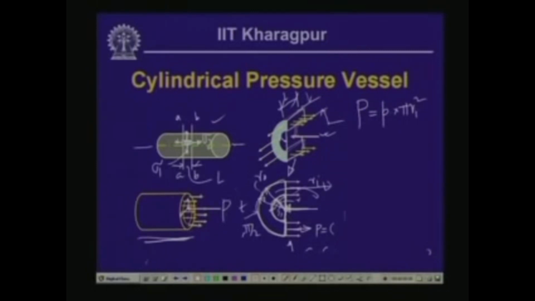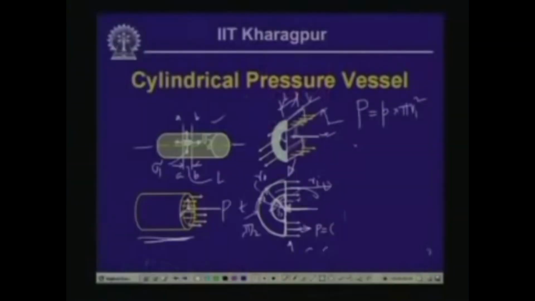Now, on the outer periphery, on the thin wall between r internal and r external, there is a force resisting this pressure from within. Let us call that P dash, which equals the stress, sigma 2, multiplied by the area. The area is pi r outer square minus pi r internal square.